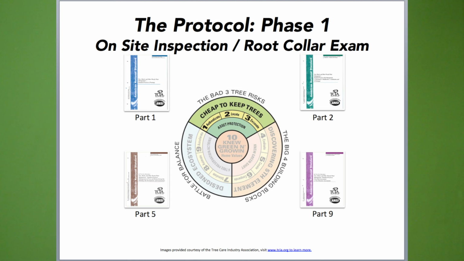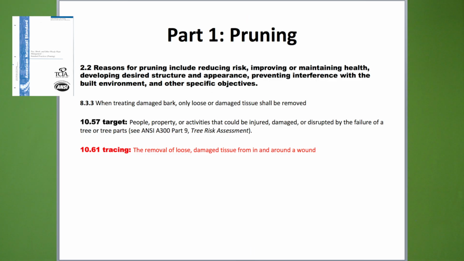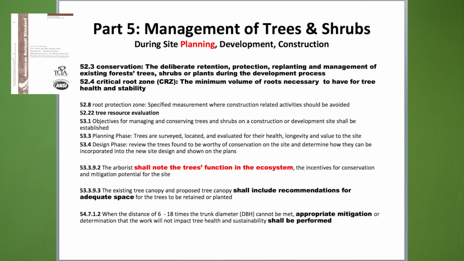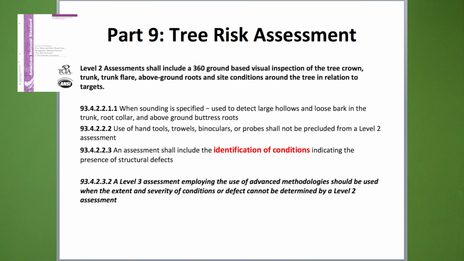And we're going to be using, here's where we bring ANSI in. ANSI Part 1, our pruning standard, tracing where we remove loose bark. Part 2 is soil and soil management, assessment, modification, drainage, and fertilization. We have Part 5, which is establishing customer objectives, what they want, and the sort of mitigation involved. And Part 9 that you're going to rely on very heavily, which is your tree structure and your tree hazard assessment that you're going to use level 1, 2, and 3. We'll get into that in a minute.